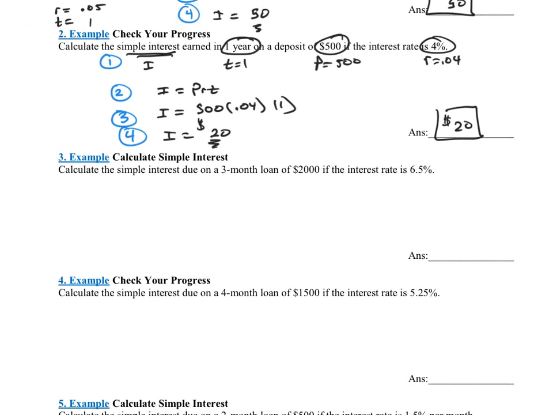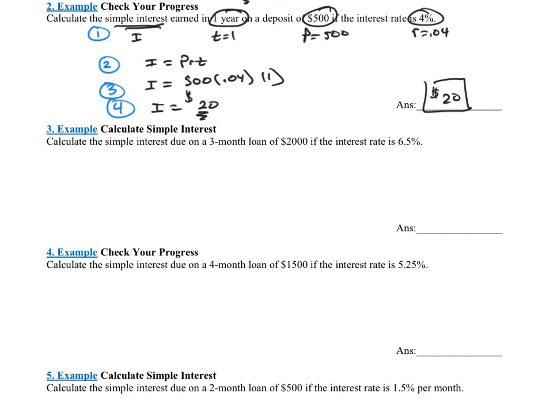Let's continue on. Number 3: Calculate the simple interest due on a 3-month loan of $2,000 if the interest rate is 6.5%. Okay, so let's go through this real quick. Here I have t equals 3. That's my time. I have P equals 2,000. That's my initial investment. And I have R equals 0.065. That's my interest rate. It's simple interest. They want the simple interest, so they don't know what I is.